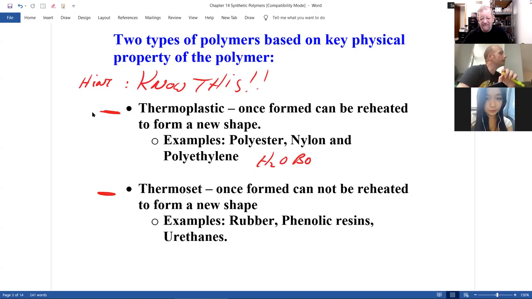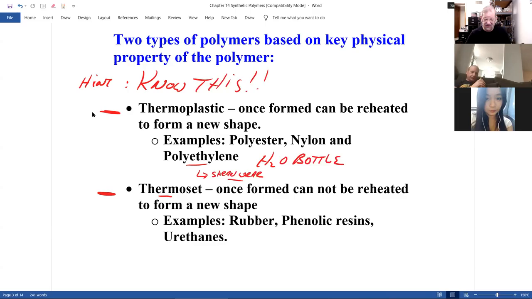Example, my water bottle can be recycled, can be reheated. This can be melted and made into new bottles or other things. An example of those would be a water bottle, things made of saran wrap, which is polyethylene, and there's no correlation between the chemical and physical properties. You can have something that's either an addition or condensation polymer that can be thermoplastic.